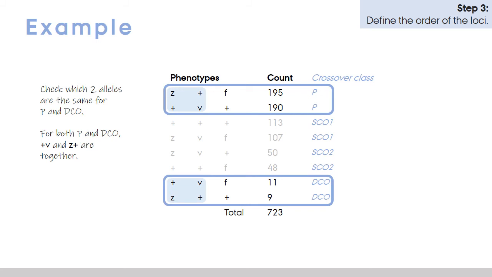What do I mean by that? For both the parents and the double crossovers, we see that the Z and the plus are together and the plus and the V are together. That means that F is in the middle. So if F is in the middle, Z and V are on the sides. So the order is ZFV. It can also be VFZ, if that feels nicer to you. Both correct. Potato, potato.